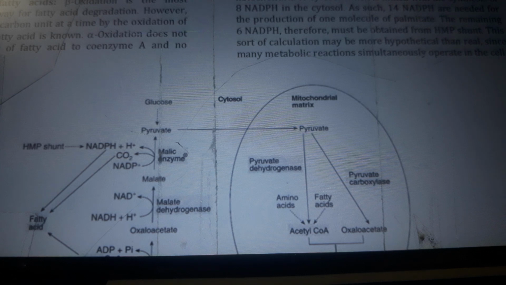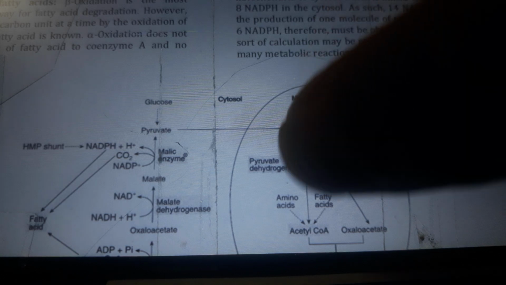Alpha oxidation of fatty acids. Beta oxidation is the most predominant pathway for fatty acid degradation. However, the removal of one carbon unit at a time by the oxidation of the alpha carbon atom of the fatty acid is known as alpha oxidation. It does not involve the binding of fatty acid to coenzyme A, and no energy is produced.